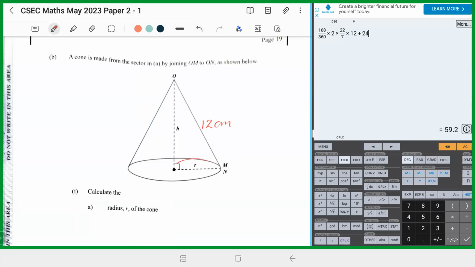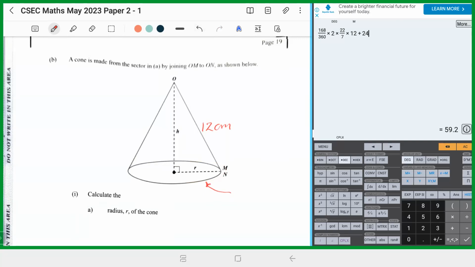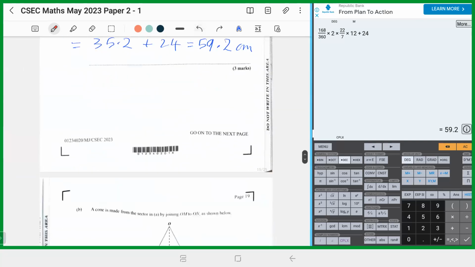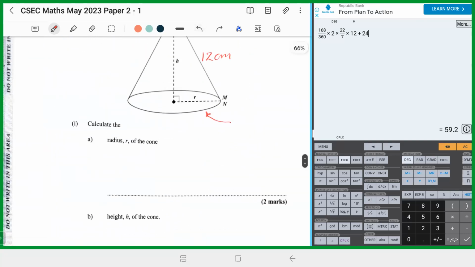Right. This becomes the radius. But this circumference is what it was before, 35.2 from the arc length. So this is 35.2 centimeters. This circle, right? The circular base of the cone is 35.2.